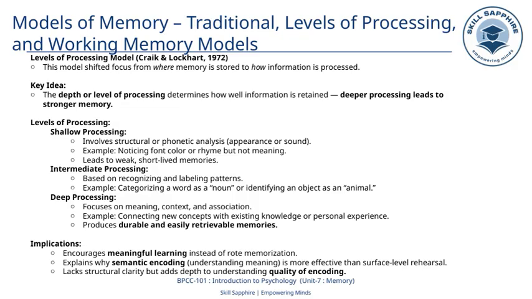Finally, we have deep processing. This focuses on understanding the meaning, context, and making associations. For example, connecting new concepts to what you already know or to your personal experiences. This level produces durable memories that are easier to retrieve later. The implications of this model are quite important. It encourages us to engage in meaningful learning rather than just rote memorization. It also explains why semantic encoding, understanding what something means, is more effective than surface-level rehearsal, like just repeating information over and over.